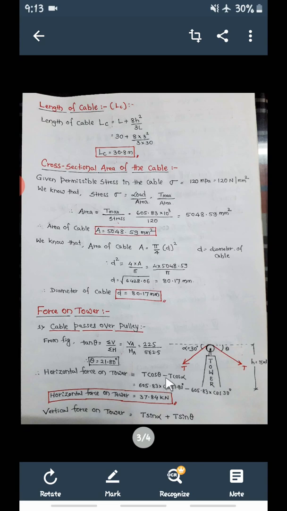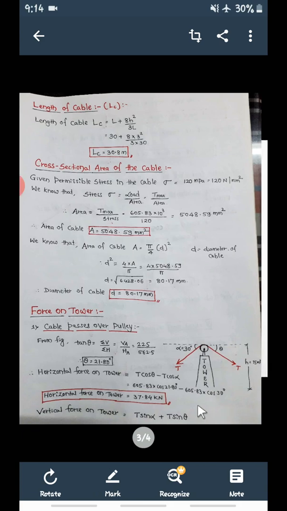This is the horizontal force. Similarly, there is a vertical force on the tower. Now resolve vertically. Both components move in the same direction, so it is plus. The vertical force on tower is T sin alpha plus T sin theta.